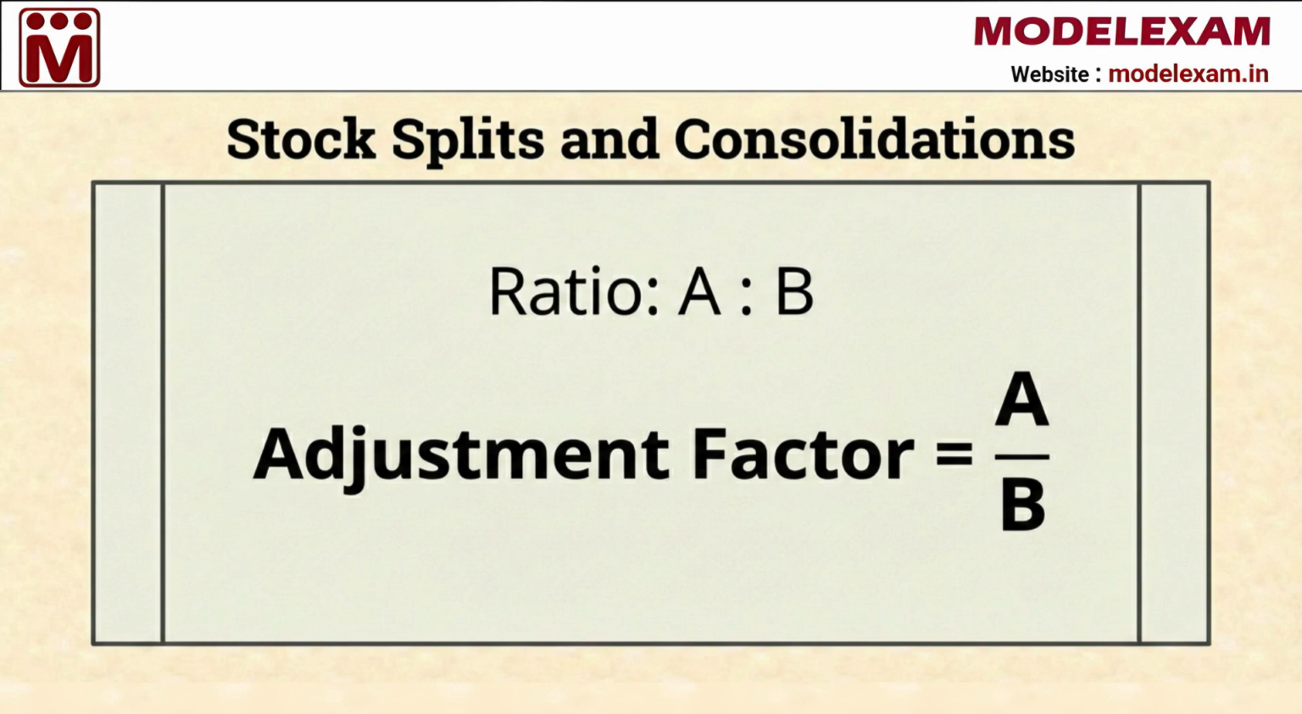Stock splits and consolidations follow a very similar logic but with a different formula. For a ratio of A is to B, the adjustment factor is simply A divided by B. Just like with bonuses, this factor helps us recalibrate the strike price and the number of shares so that the overall worth of your trade does not change overnight due to the split.